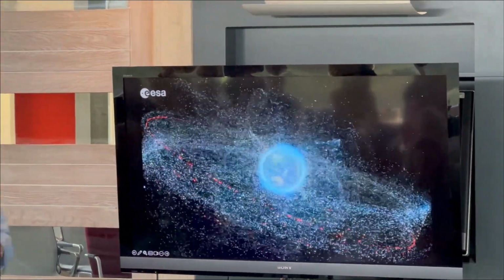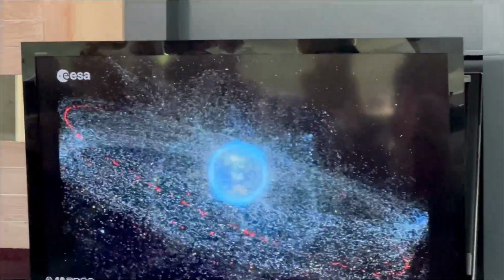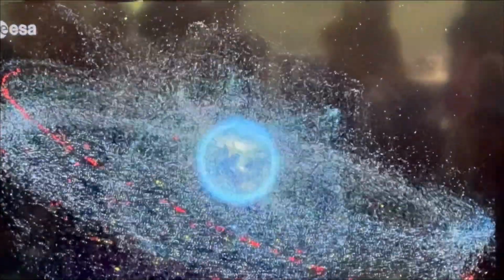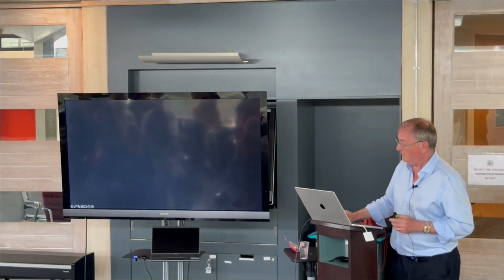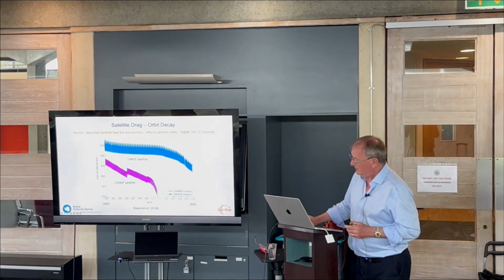Everything above 10 centimeters is tracked by the US system. But there are still huge amounts of debris smaller than that which are not tracked, and which pose a danger. So it's really important that we look at removing this stuff. It's very difficult to do, to get to work.